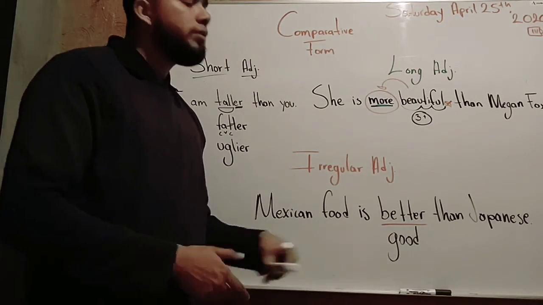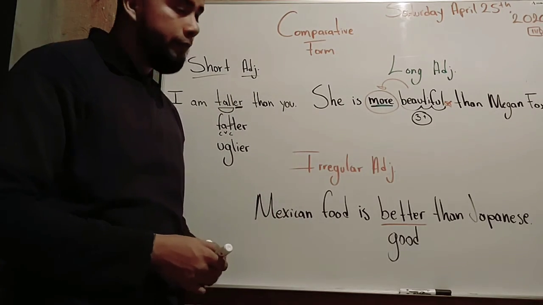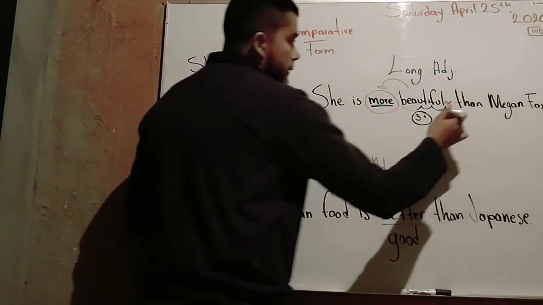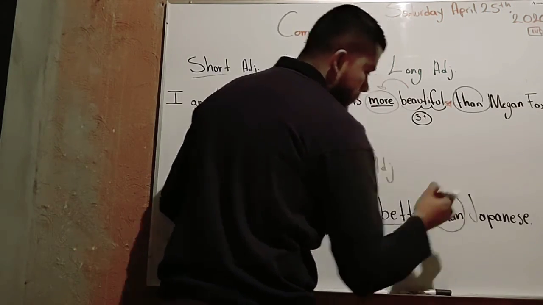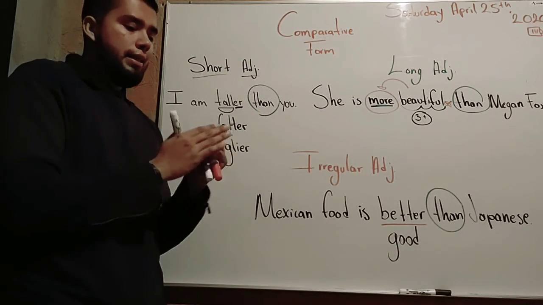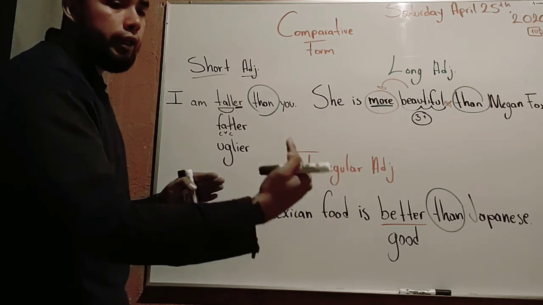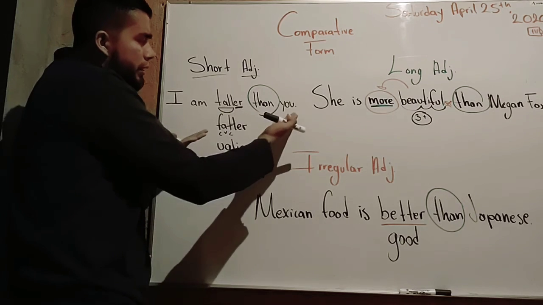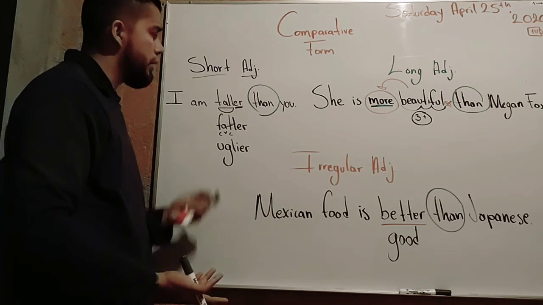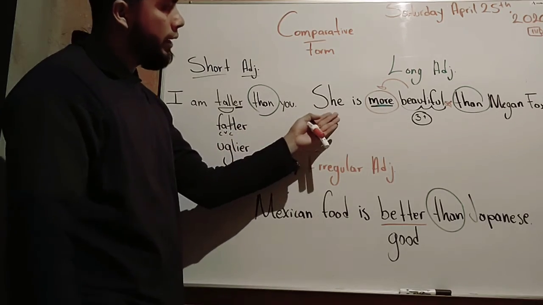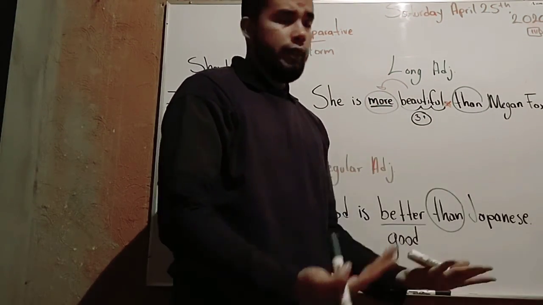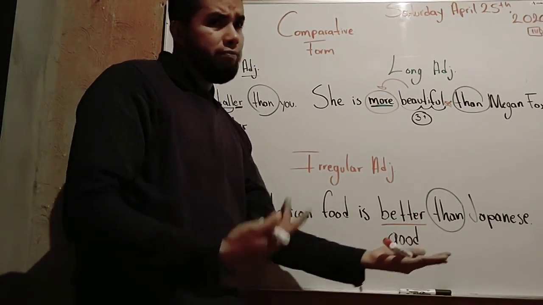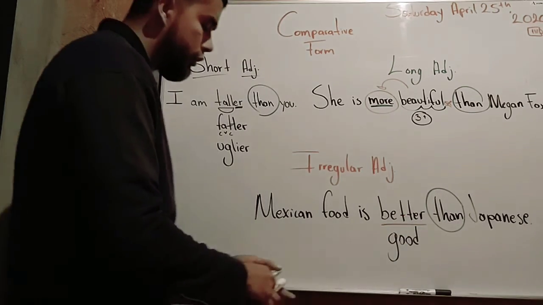Now, one characteristic that you always need to keep in mind is than. It is going to introduce the second subject that you are comparing. So, I am taller, you? That's not possible. I am taller than you. She's more beautiful. Megan Fox? Incorrect. Than Megan Fox. Mexican food is better. Japanese? Incorrect. Than Japanese.